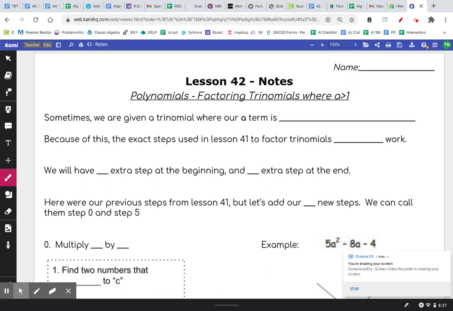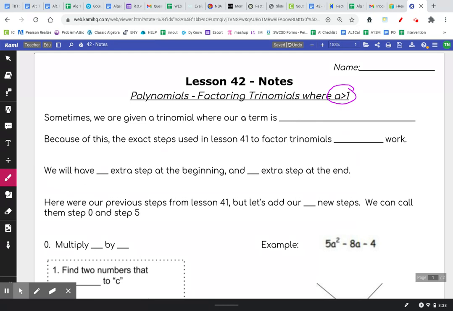All right. Algebra 1, folks. We are starting lesson 42. Lesson 42 is about factoring trinomials where a this time is greater than 1 instead of a equaling 1. Okay. Lesson 41, all of your trinomials, a equaled 1, and now we're going to see what happens when a is greater than 1. Let's go ahead and start filling out a couple of blanks here.